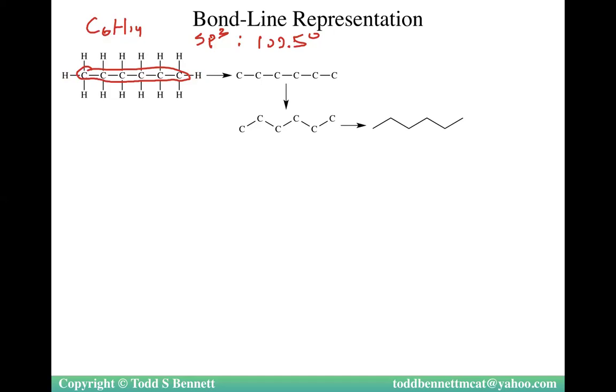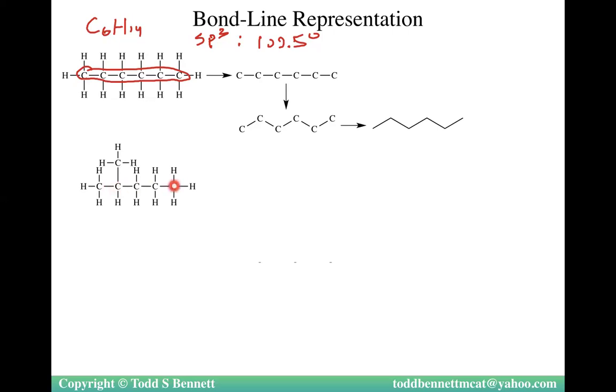Okay, so first structure down. This one is kind of the same thing. The only difference here is it is 1, 2, 3, 4, 5 carbons with 1 carbon coming off. We refer to these as isomers. Isomers have the exact same formula. So again, it's C6H14. Let's just double check.